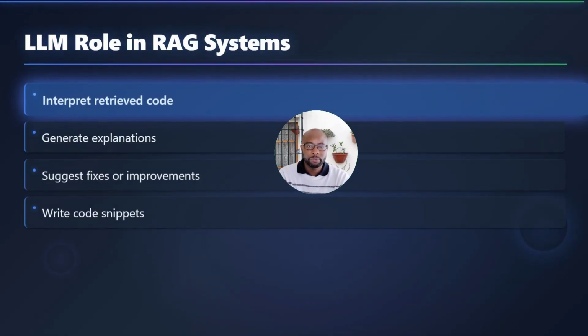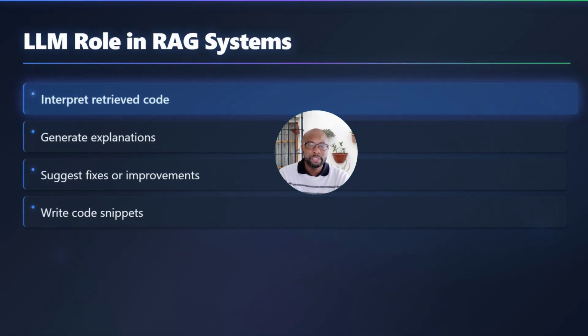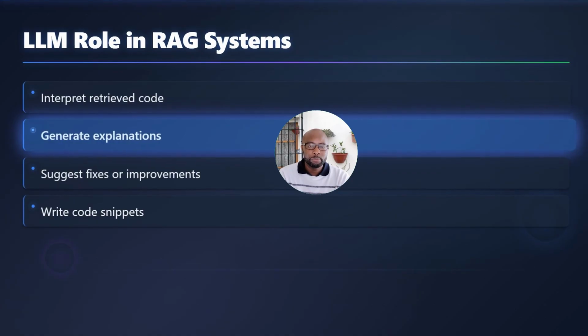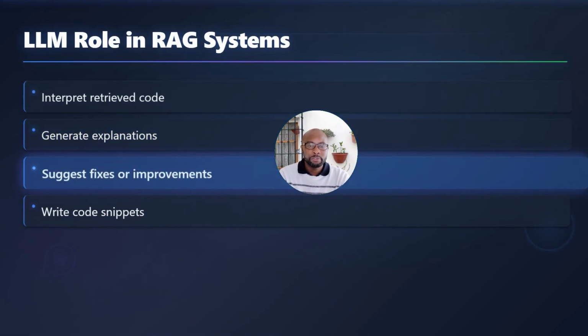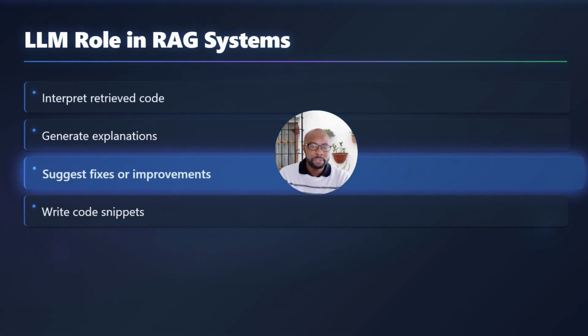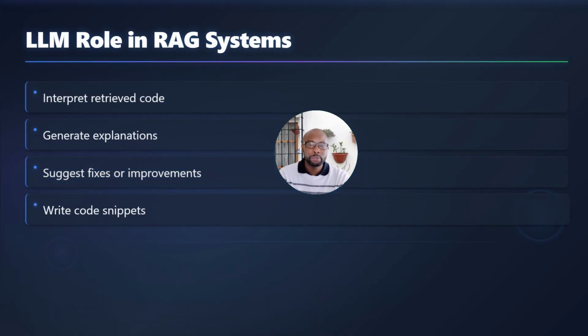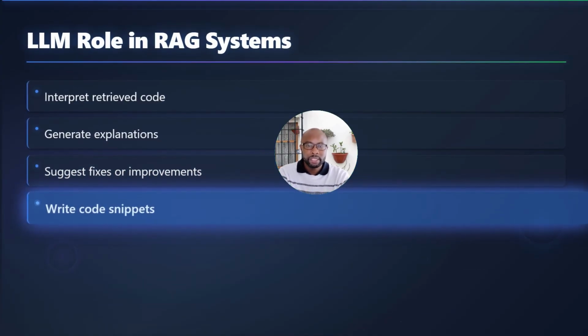The generator's job is to take the retrieved code context and produce a natural language response. This could be explaining what a function does, suggesting fixes, or even writing new code based on the snippets. It's the AI brain interpreting your codebase.